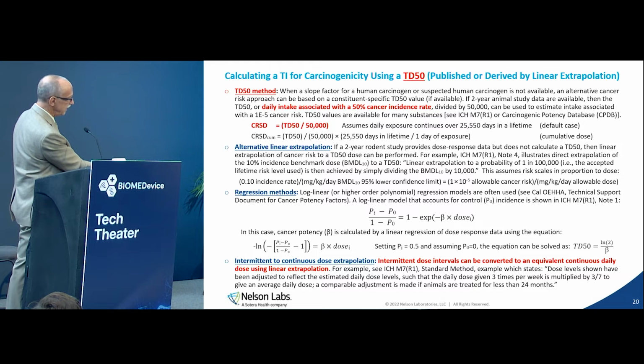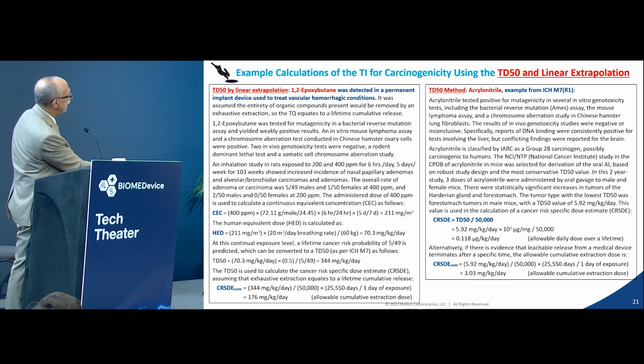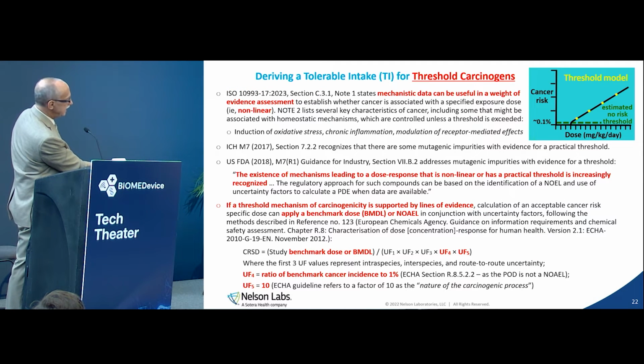Similarly, if it's less than 24 months exposure, which is lifetime for a rat, you can adjust it proportionally. Lastly, I gave 2 examples of the TD50 linear extrapolation, and due to time constraints, I am going to slow down now and just say these were both done using the TD50 over 50,000. And lastly, we have special cases that have to be justified called threshold carcinogens.